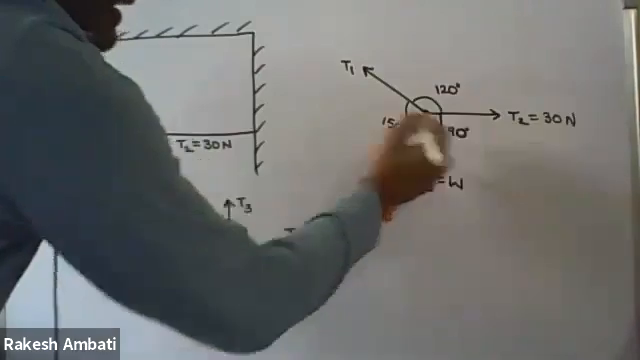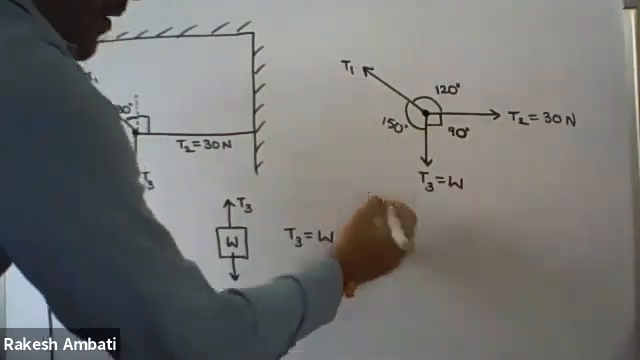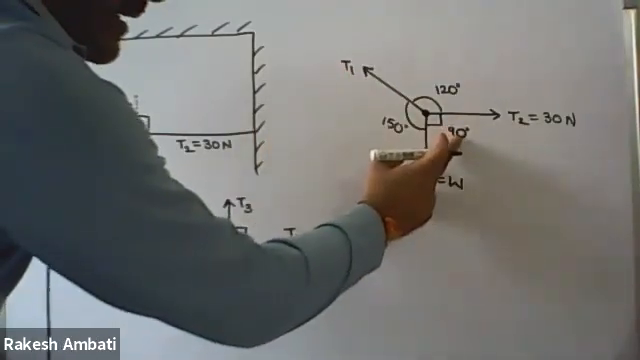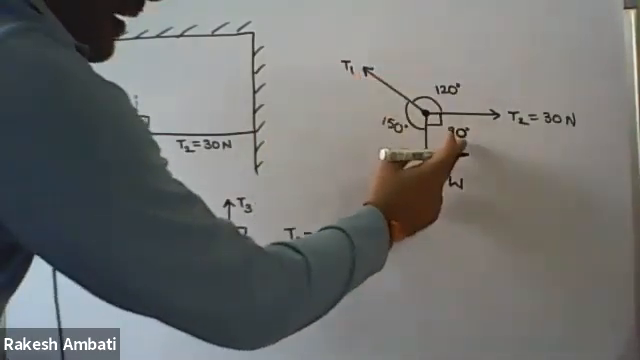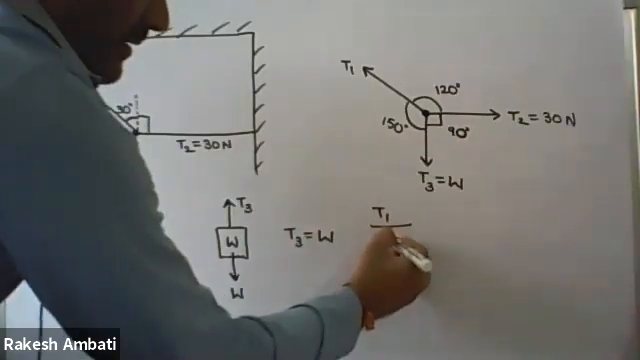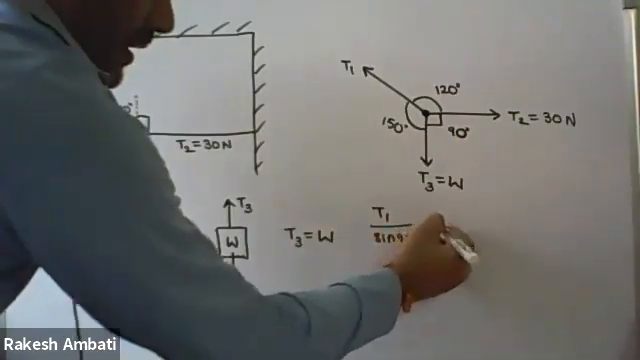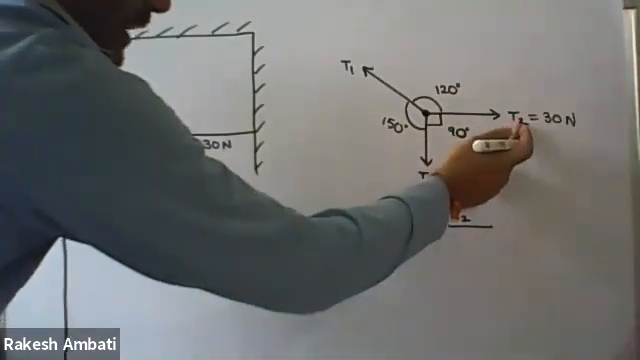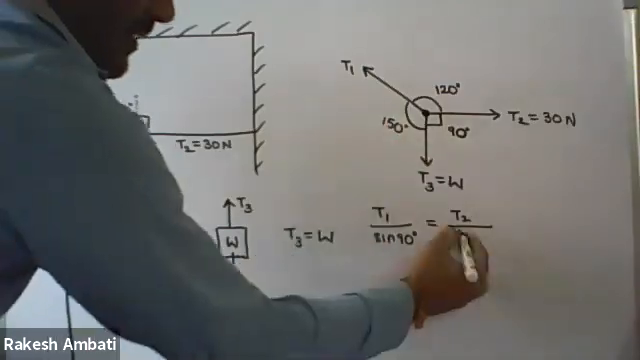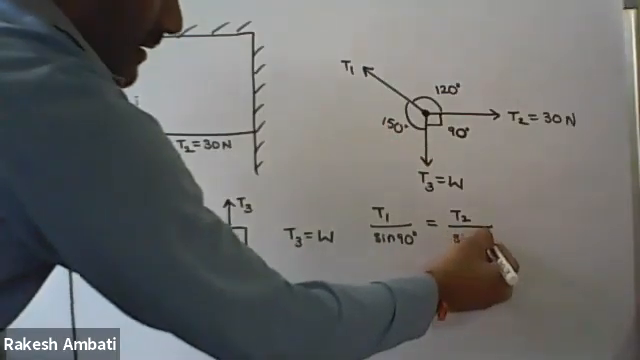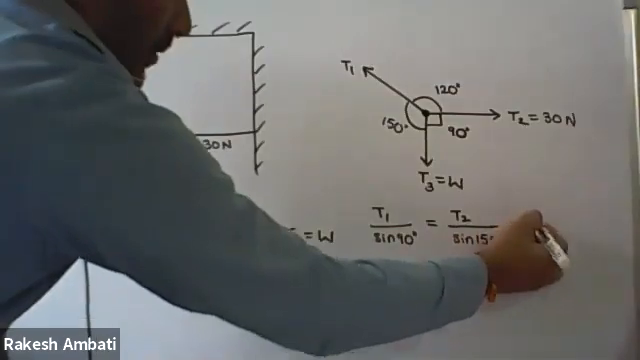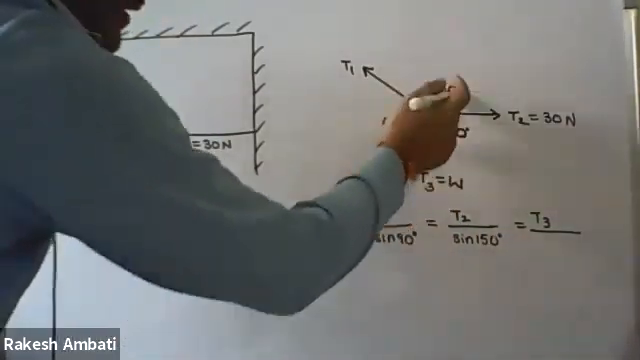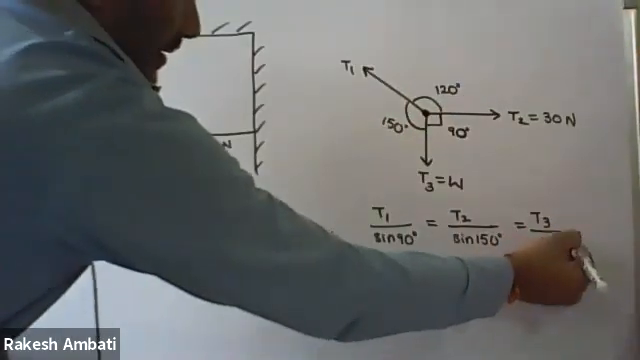If we apply Lami's theorem, first for the T1 tension force, the opposite angle is 90 degrees, so T1 over sine 90 degrees equals, next I'm taking T2. For the T2 tension force the opposite angle is 150, so T2 over sine 150 degrees, equals T3. For the T3 tension force the opposite angle is 120, so T3 over sine 120 degrees.